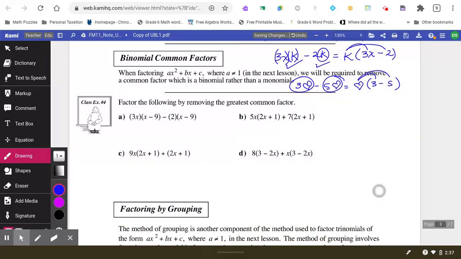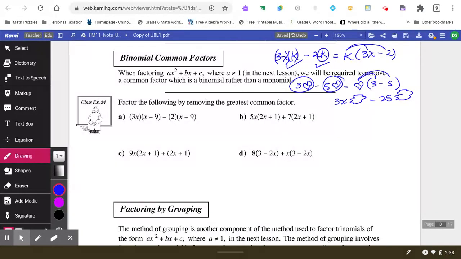I don't care what you put there. I could say 3x blob minus 25 blob. I don't care what it is. Rip out the blob.